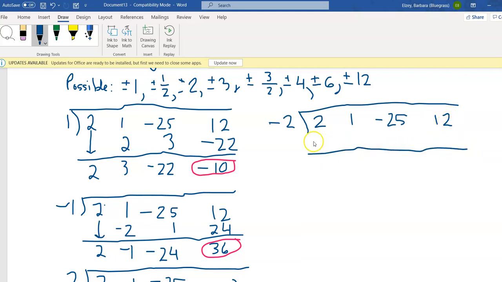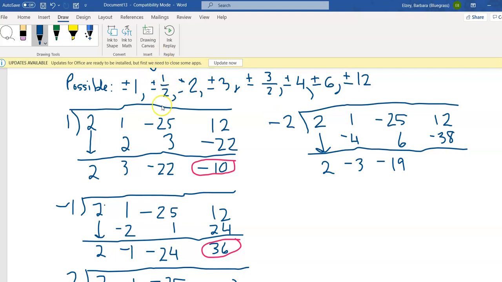All right, so let's bring that 2 down and do synthetic division. Multiply, add, multiply, add, multiply, add. -2 times 2 is -4. Add the column, that's -3. -2 times -3 is 6. Add the column, that's -19. -2 times -19 is -38. Add the column, well, we can already see it's not going to be 0. This is still not one of our zeros.